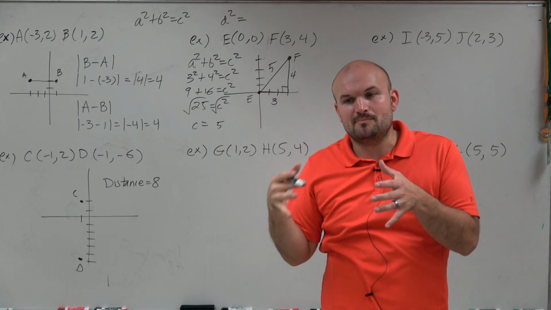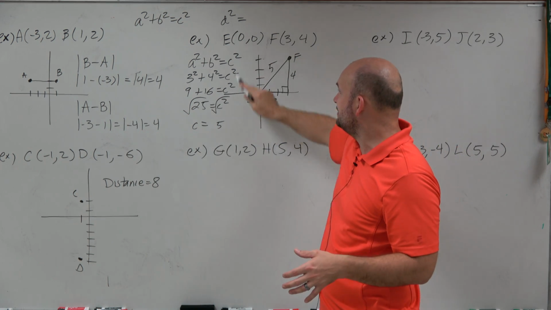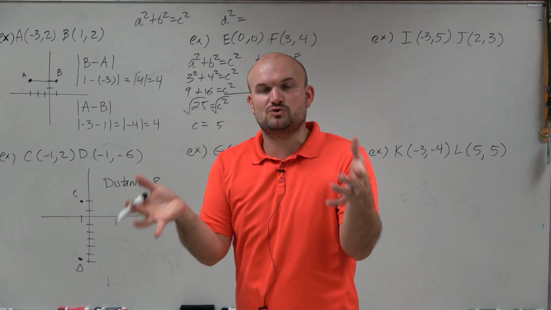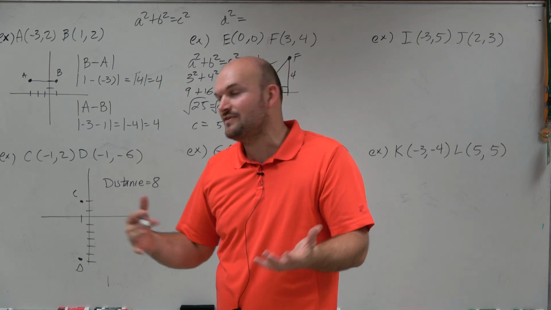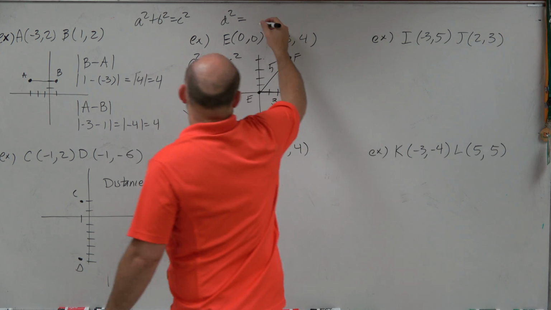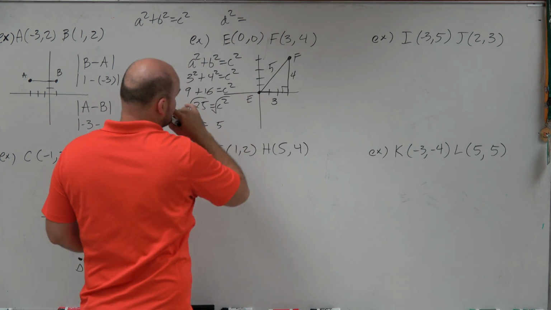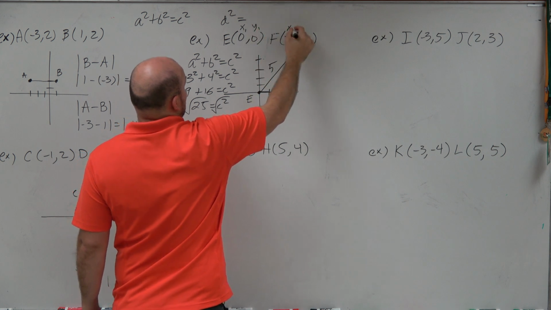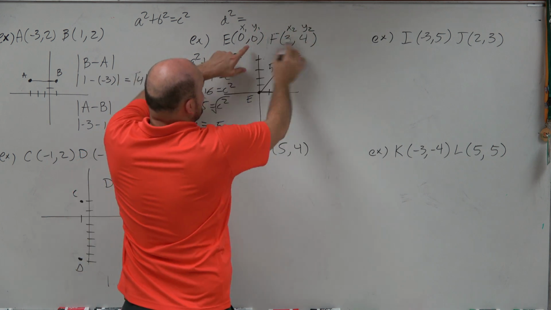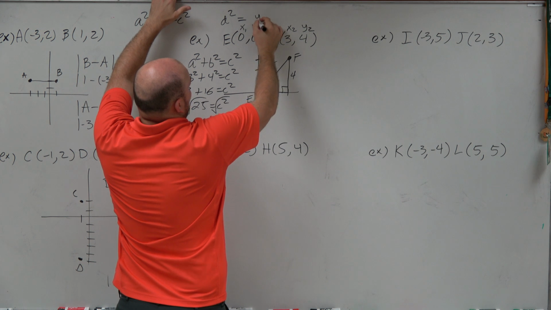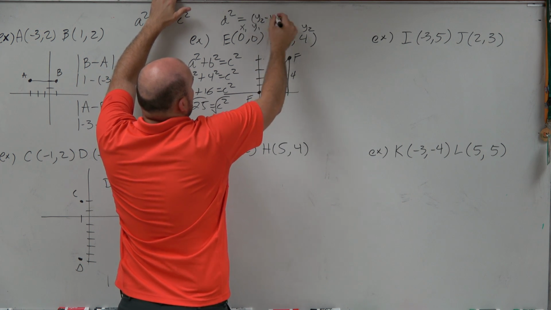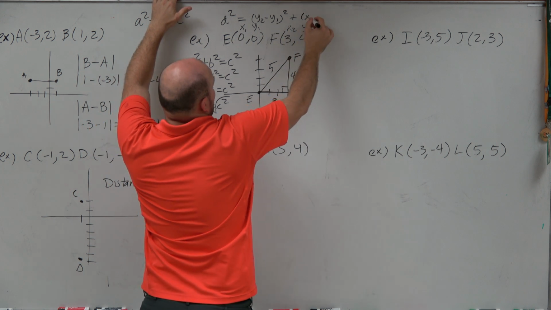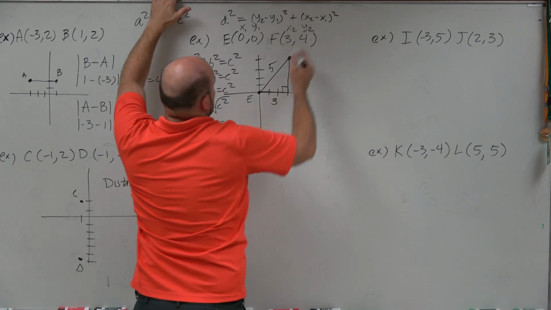But the important thing is, since we're squaring each one of these distances, we don't need to use the absolute value, because anytime you square something, that's always going to make it positive. So if this is x1, y1, and this would be x2, y2, to find the distance vertically, what you're doing is y2 minus y1 squared plus the difference horizontally, which would be x2 minus x1 squared.